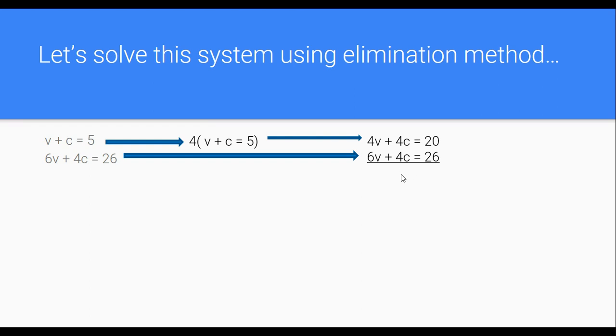Now, I have to decide if I'm going to add or subtract. My coefficients for C are exactly the same. Same starts with S, so does subtract. So we're going to subtract 4V minus 6V to get negative 2V. 4C minus 4C cancels out, it's 0. 20 minus 26 is negative 6. So we divide by our coefficient, and the result is 3. And this works out nicely because the original question was how many vans were driven. In this case, 3 vans were driven.